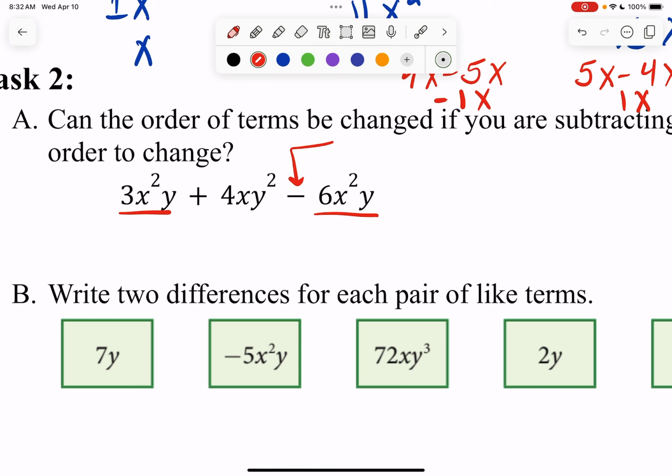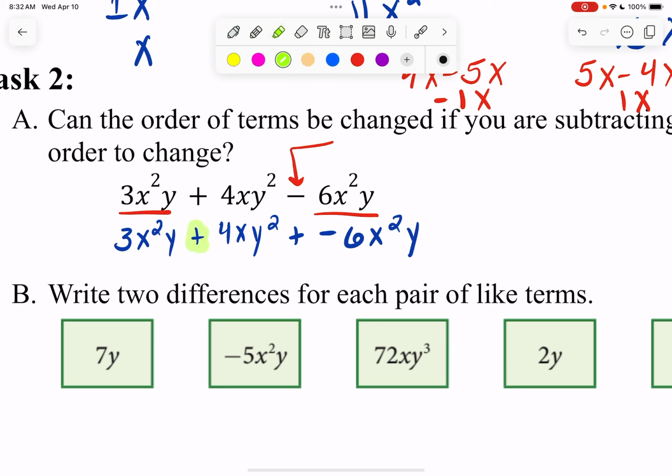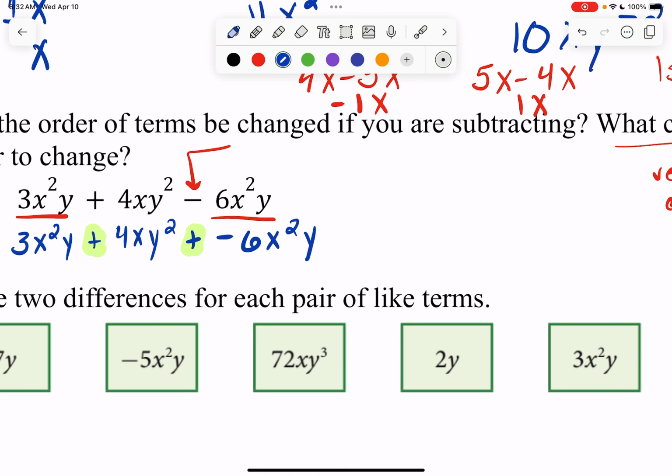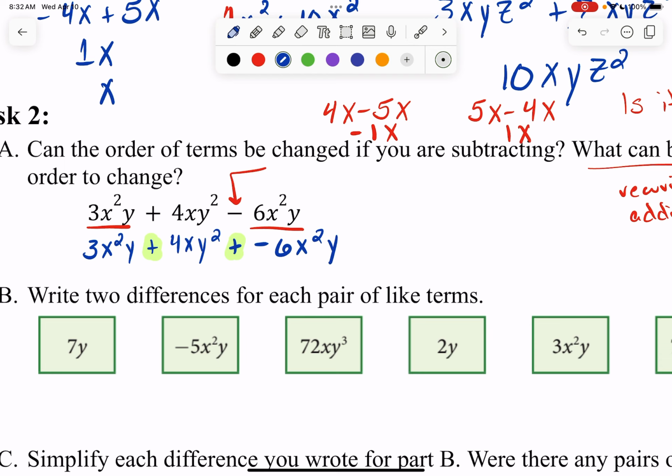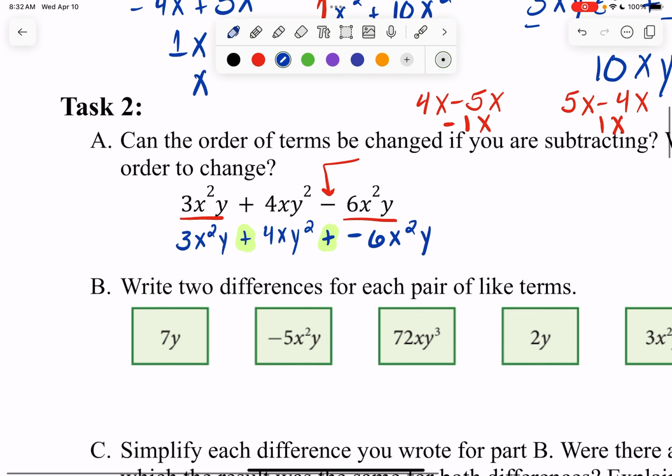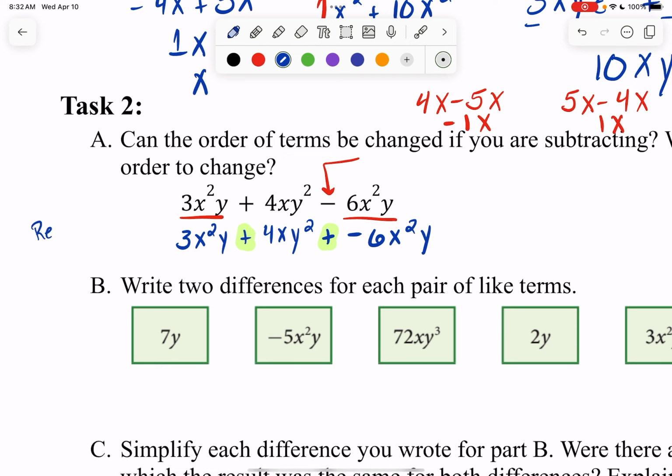So in my very first step, I'm going to rewrite this as a plus a negative 6x to the second y. So now these are all additions, and since they're additions, I can reorder them. I'm going to walk through the process on why adding like terms works. The first step is that we rewrote the subtraction as an addition.